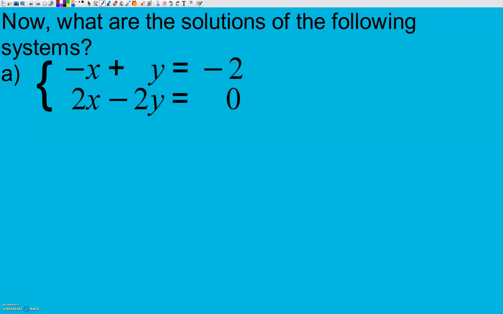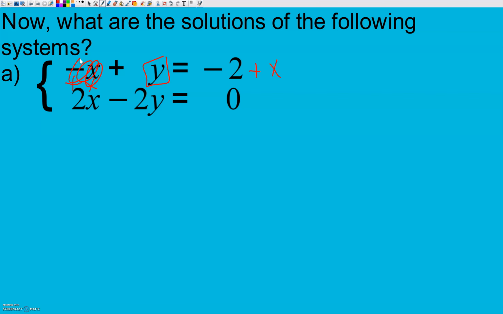So at first glance here, I don't have opposites. I could maybe graph it, but I'm going to use substitution. I'm going to solve for my y here, so I'm going to add an x. And again, we could have multiplied to get equivalent systems and then used elimination, but I'm going to use substitution here just to show you guys how that works as well.